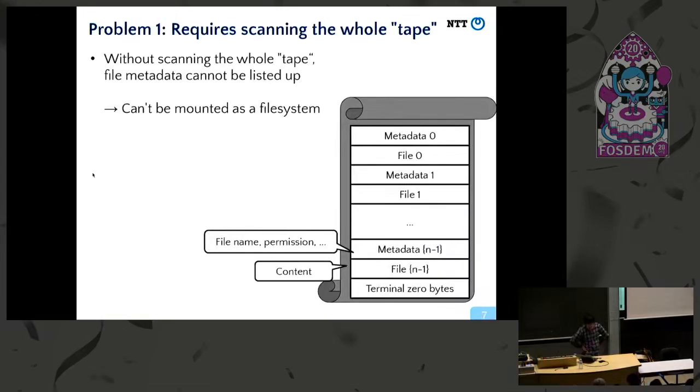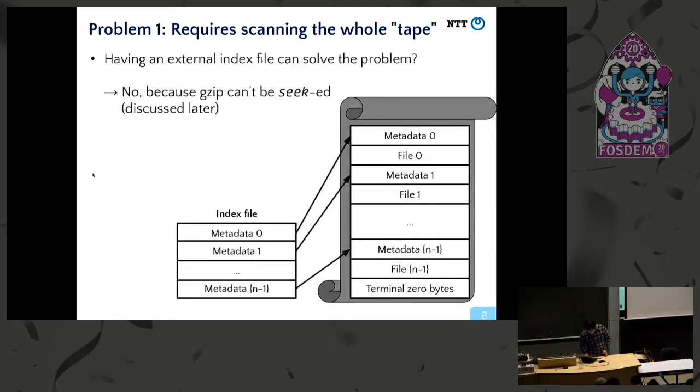So the typical TAR archive is composed like this. You have metadata for the first file at the beginning of the archive, and the second file follows. So to mount this archive as a file system, you need to scan the full virtual magnetic tape. If we could have an external index file, we can mount this as a file system. But this doesn't work for a compressed archive because gzip doesn't support seek operation.